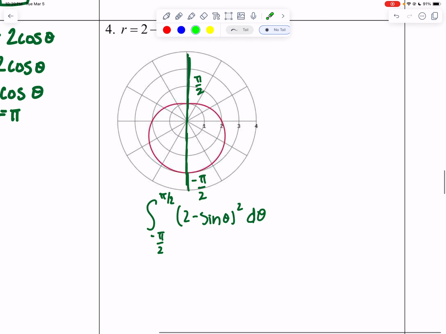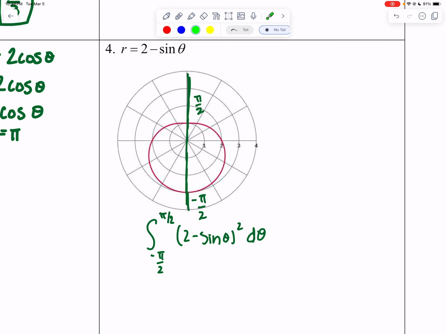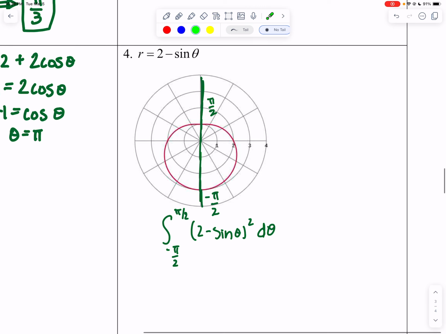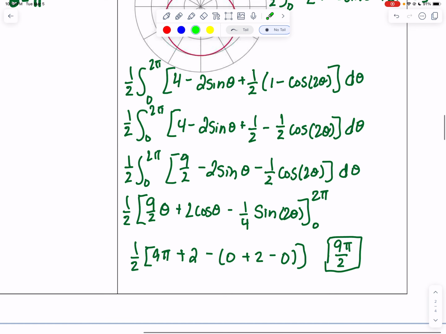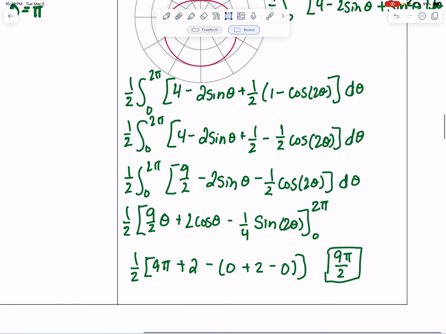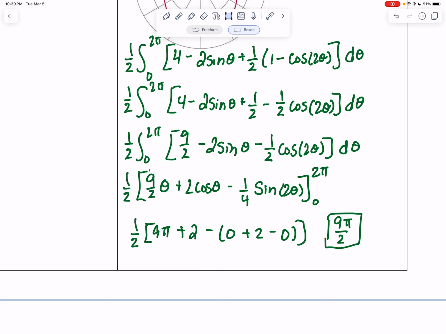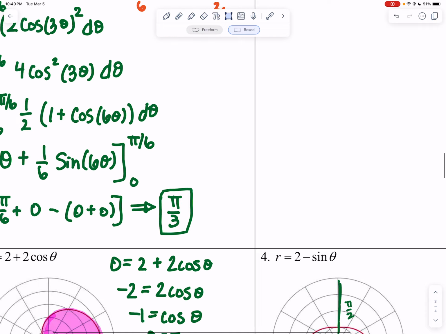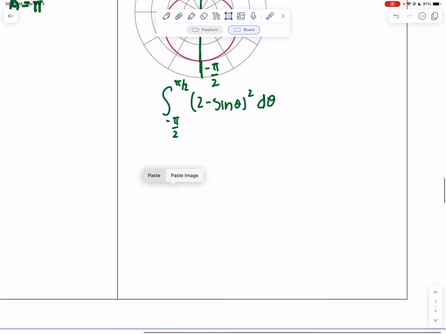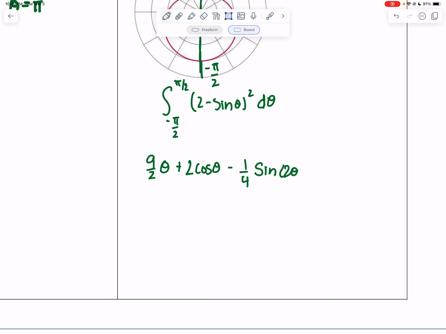The reason why I didn't like to use symmetry for this one is because we have a negative right here, negative pi over 2. I mean, you could still do it, but it's just not fun. But, you know, it is what it is. I'm gonna go ahead and just copy what I have right here from the previous thing. And then we're gonna integrate this from negative pi over 2 to pi over 2.